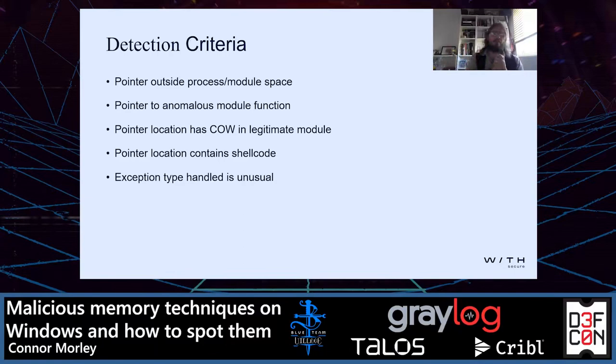If the VEH is pointing to a process specific memory page within a legitimate module, but only that page, that's pretty sus and should probably be looked at to make sure that that particular function hasn't been hooked, in order to prevent further malicious action by basically triggering off from that hook. Pointer location contains shellcode. Again, this can be done through memory dumps of the handler code or just through general heuristics. An event type handler is unusual. Again, as I said, depending on the process and the handler type, you can actually make an association between what handler types are standard for that process or equally standard for a system.